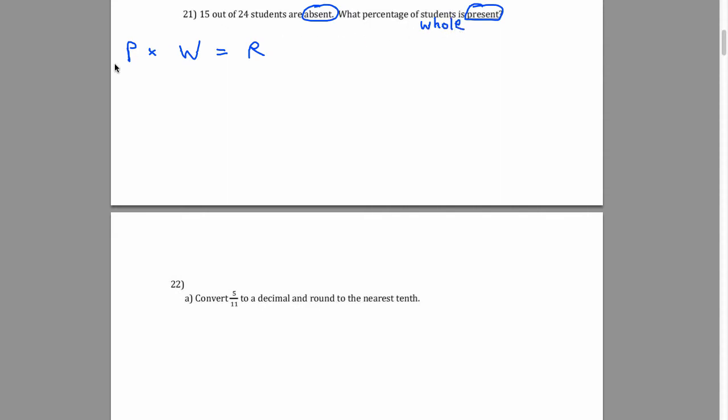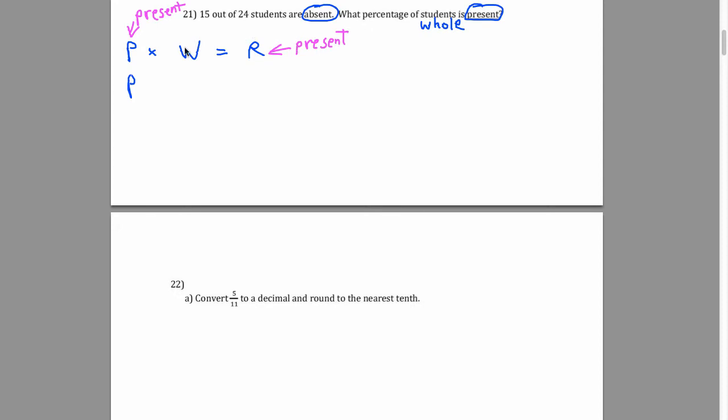Just to refresh your memory, in this formula, P is percent, W is the whole, R is the result. So we're going to have to find the percentage, that's P, and they ask what percentage of students is present. So this P here is referring to the students present, because that's what they want. We learned that P and R must agree, so this is going to be the amount of students present.